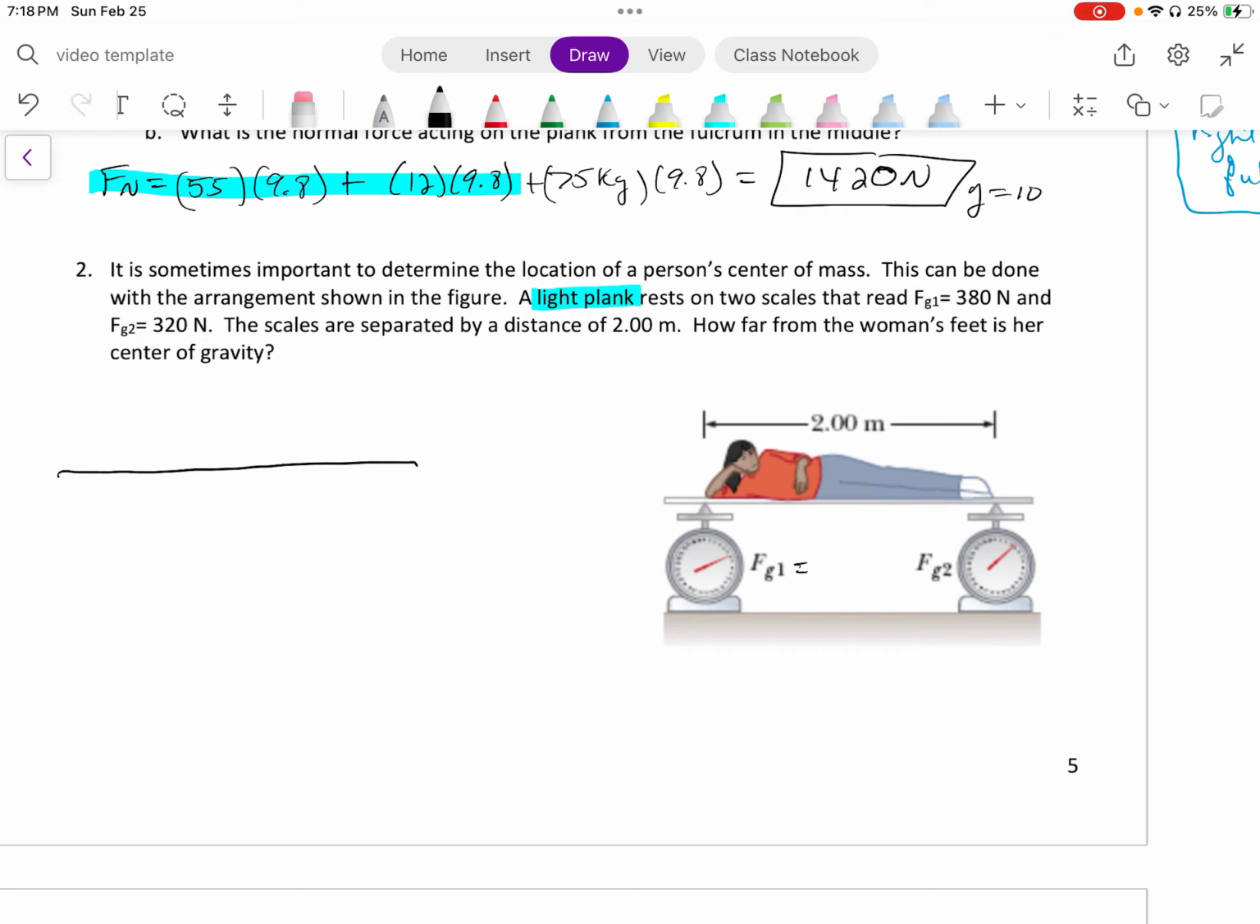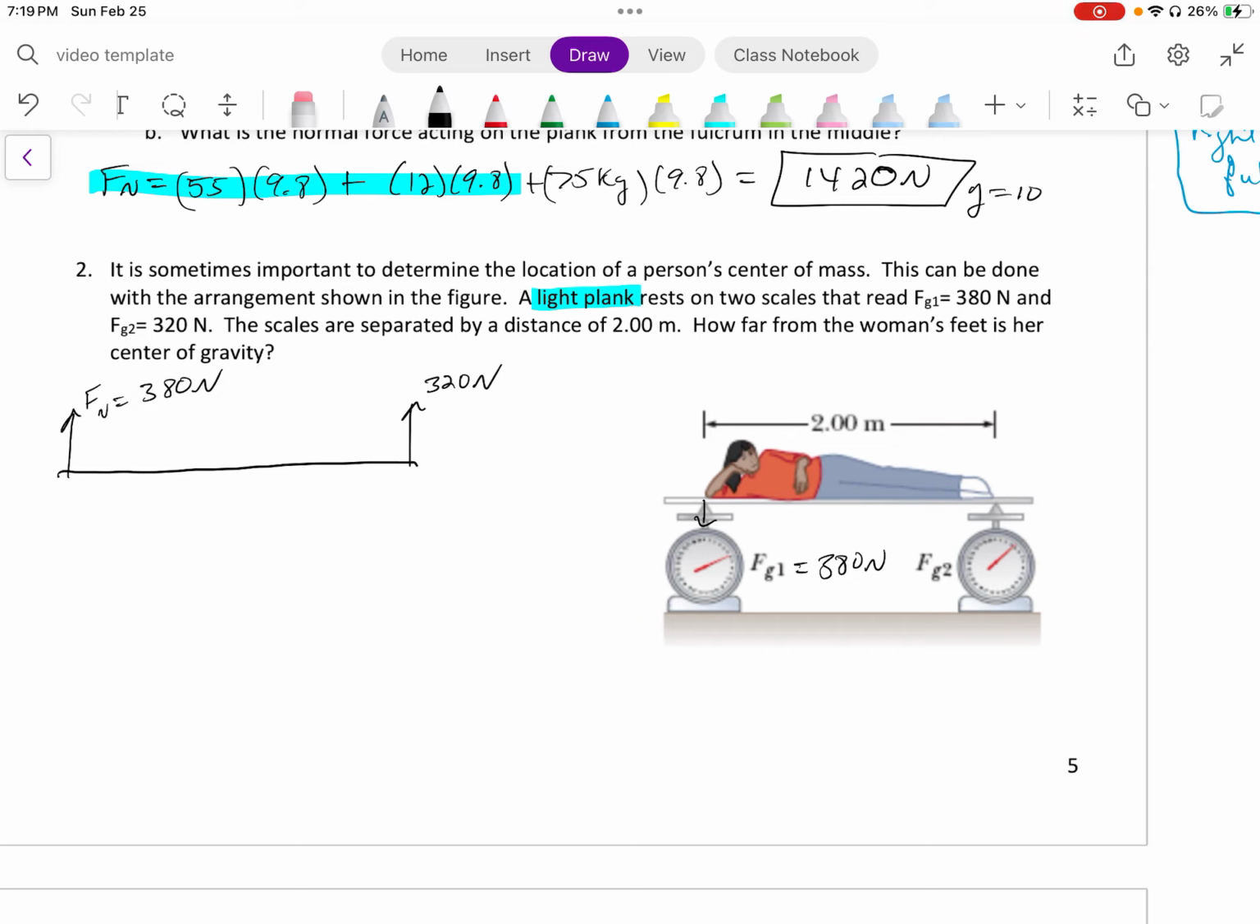Okay, they told me that this scale reads 380 newtons. That is how hard this plank is pushing downward on that scale, which means that it is pushing back upwards on the plank with the same magnitude. That's a third law pair, 380 newtons. The other scale on the other end is pushing up, that would be 2, that's 320 newtons. Okay, we know that distance apart from one another is 2 meters, and we'll get to that in just a minute.